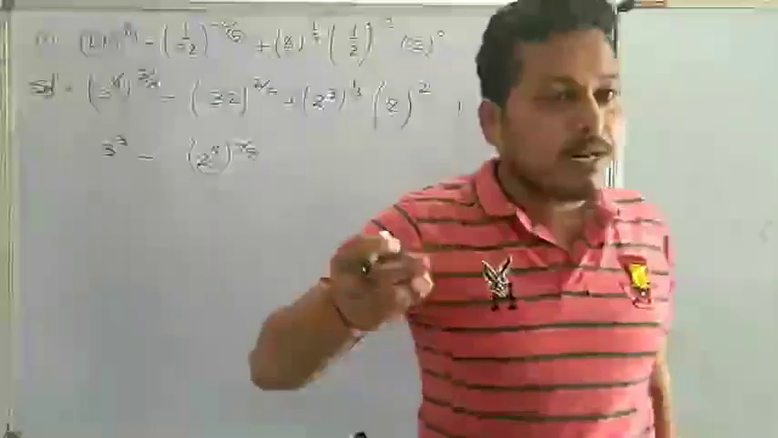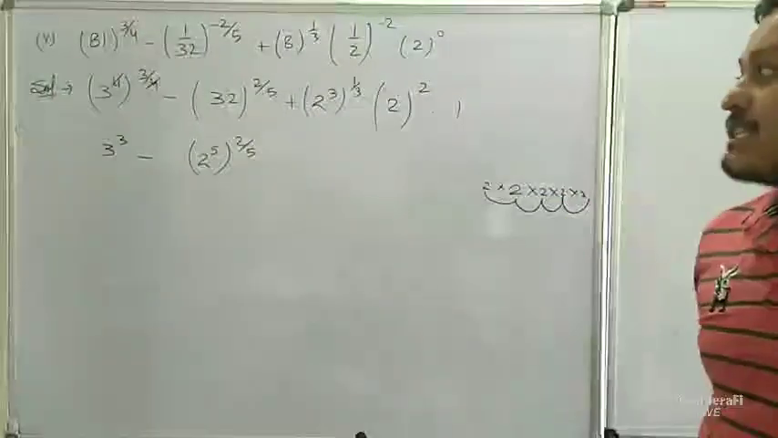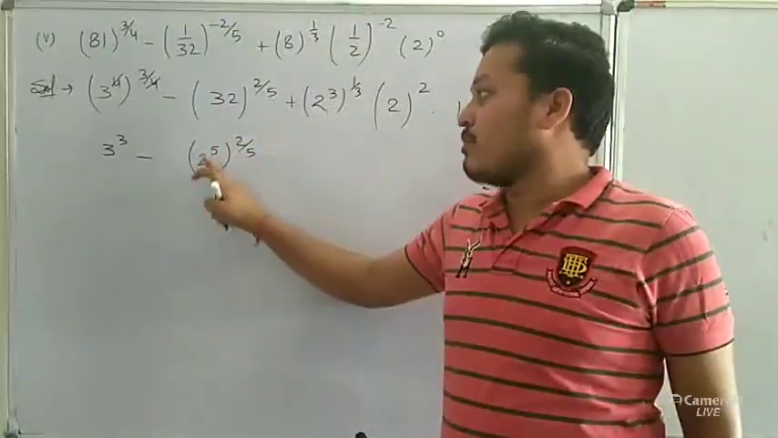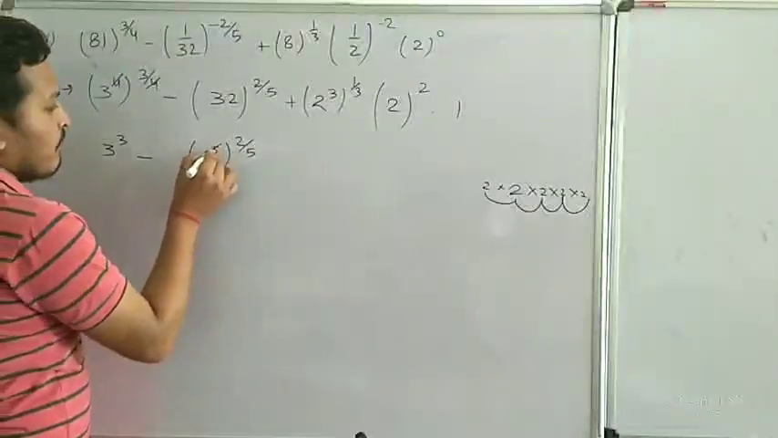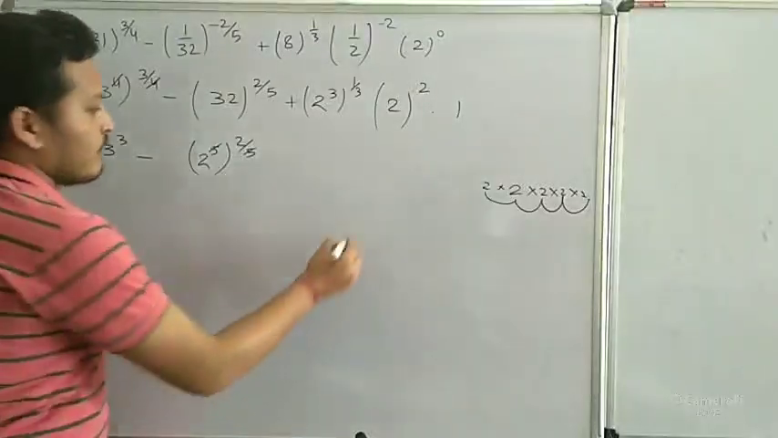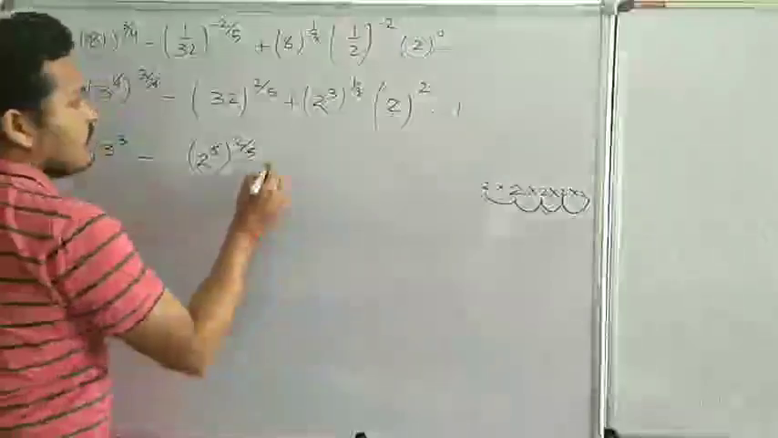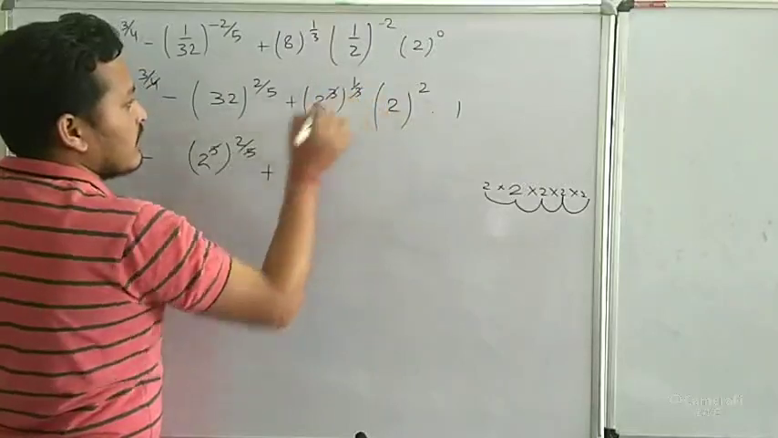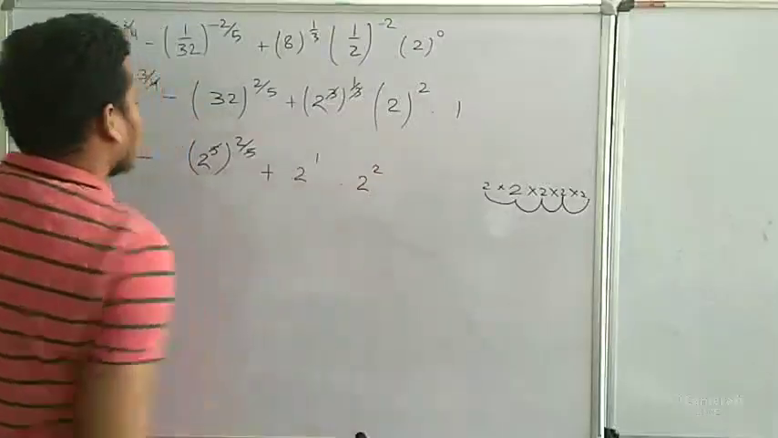I am asking all of you, why are we converting the bigger number into a short number in the exponential form? Because we want to cut the denominator power with the help of this exponential form. So we are converting this 32 into the form of 2 to the power 5. So this 5 and 5 cancel out when 5 is multiplied by 2 by 5. So 5 and 5 cancel, then 2 is left. Then similarly here 3 multiplied by 1 by 3, so 3 and 3 cancel. So 2 to the power 1 and into 2 to the power 2.